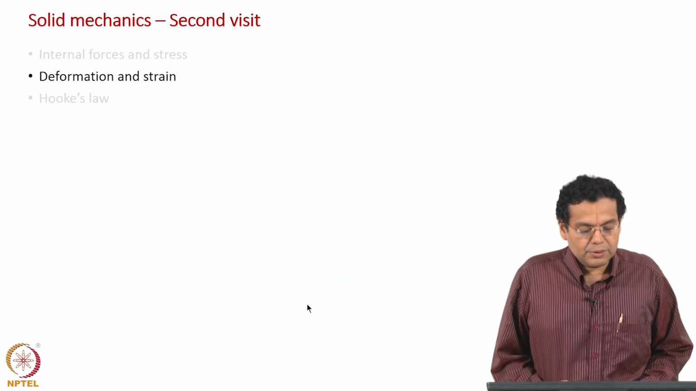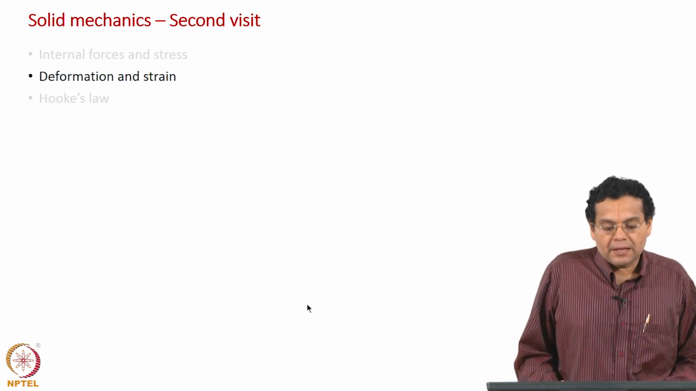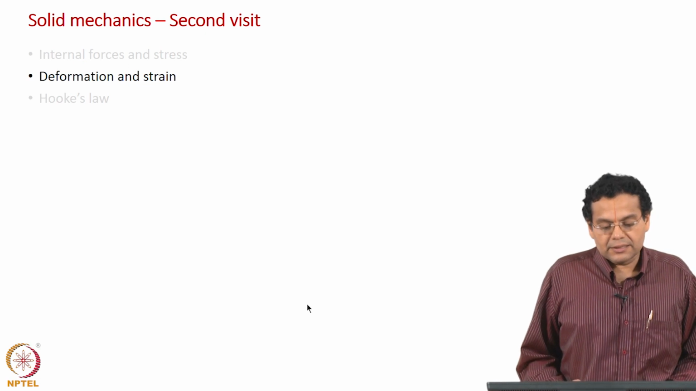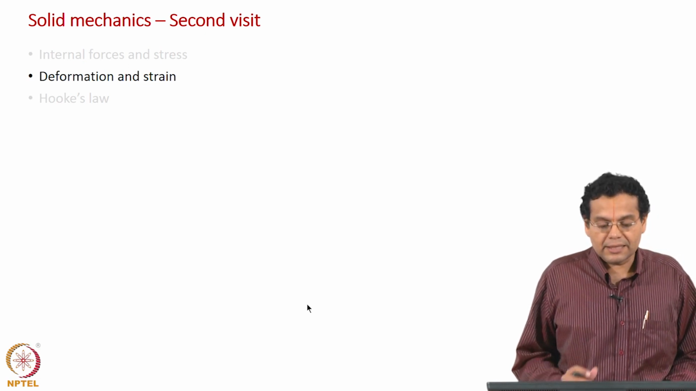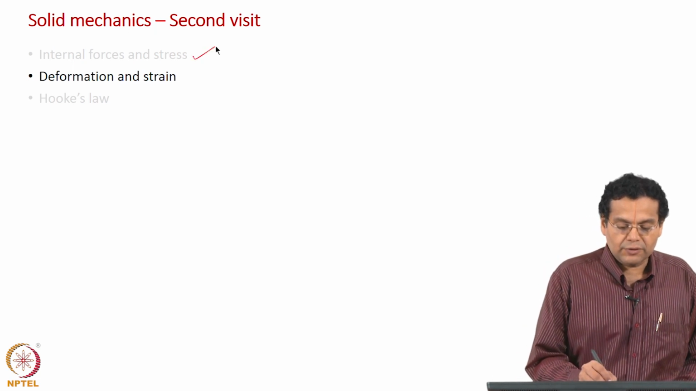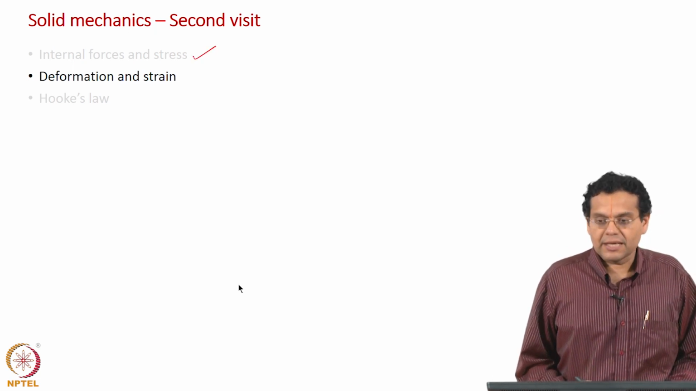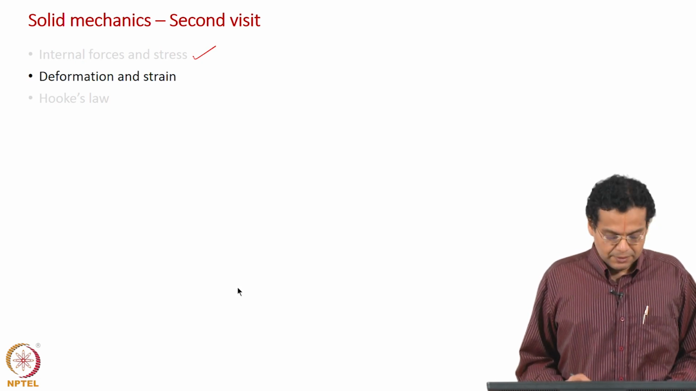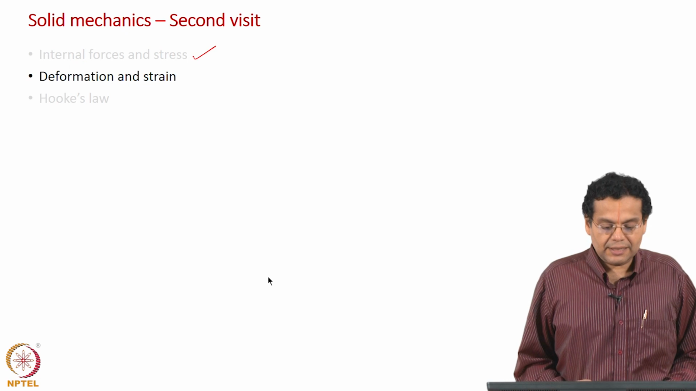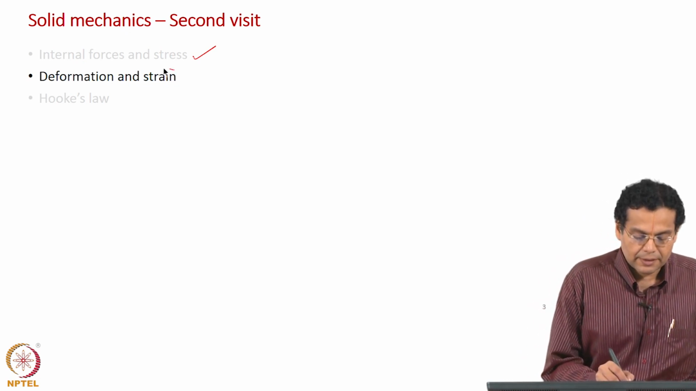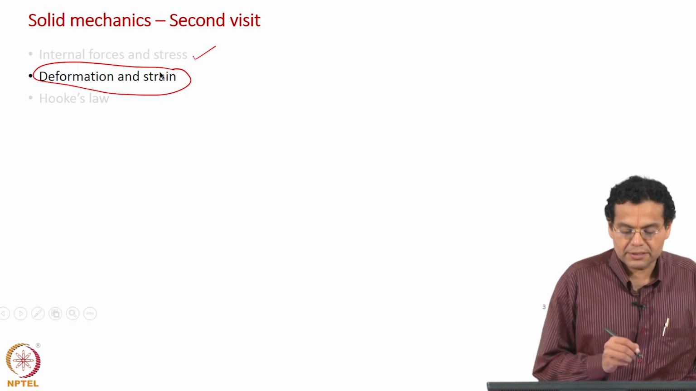Just like we had outlined earlier, for solid mechanics, the three titles shown here are the titles for the first, second and third visit. We have discussed internal forces and stress. Now, the second visit title says deformation and strain, and of course, the third title says Hooke's law. We are going to discuss this second title, which is deformation and strain.